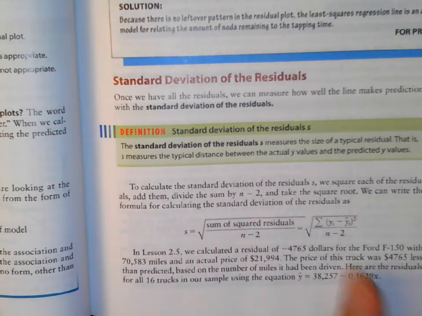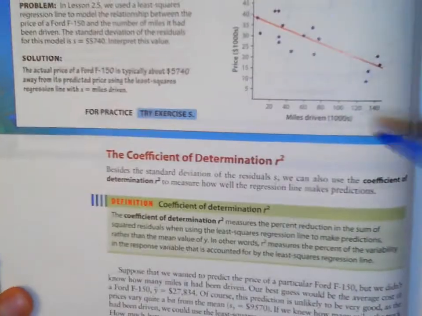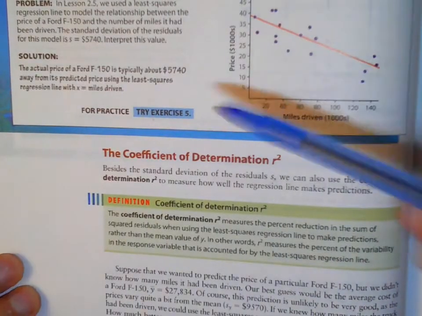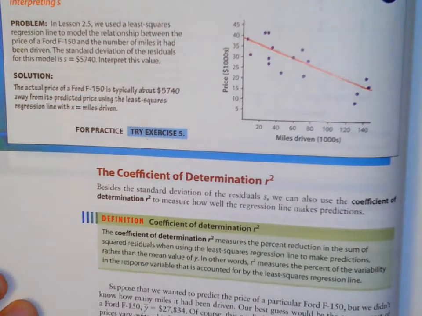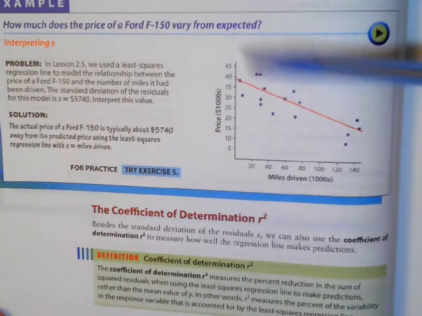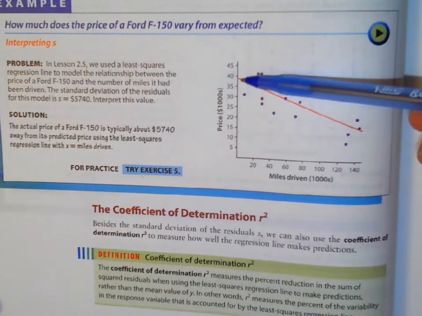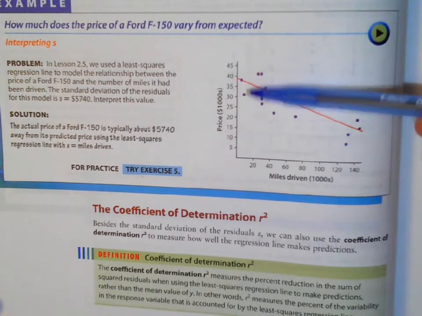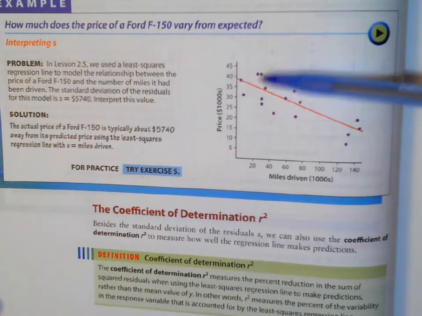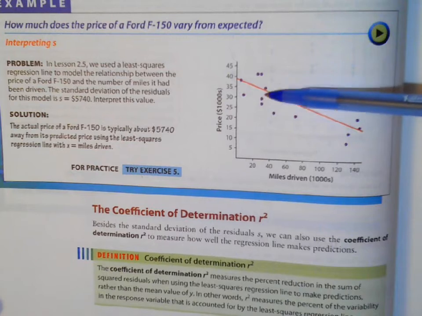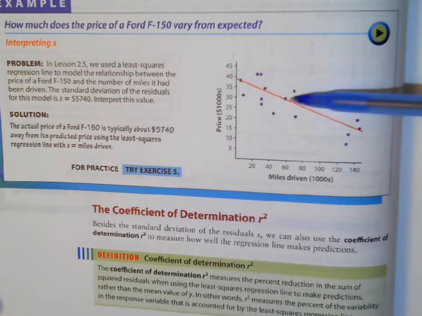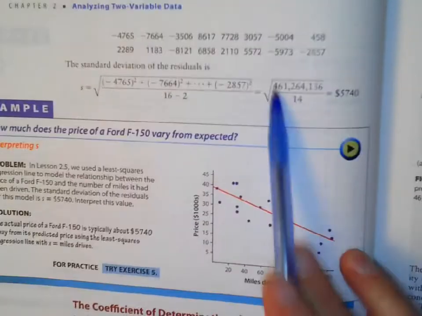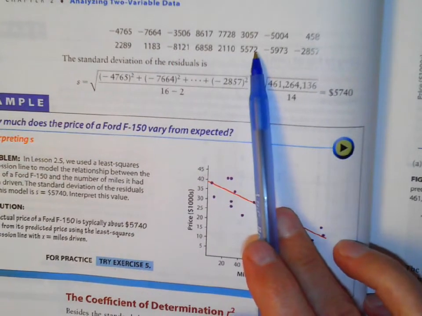Okay, so if we take all these different F-150s, right? So we take all their residuals. This is going to have a very small residual. That's going to have a larger residual. This is positive, negative, right? All these residuals, okay? So this is an example of all those residuals right there.